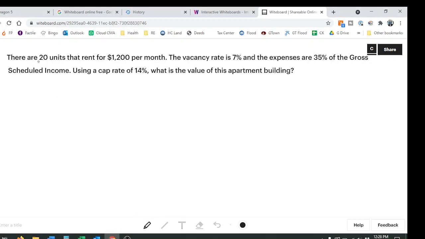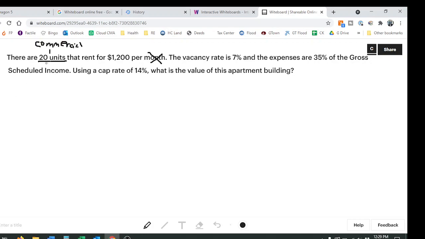First thing I see here is that if there's 20 units, I know that's going to mean it's a business or commercial, in some form. We know this is an apartment building. It could be a strip mall or something. So when we see commercial, we know that we need yearly numbers. This is monthly numbers. We've got to get that from monthly to yearly. So let's do that first.